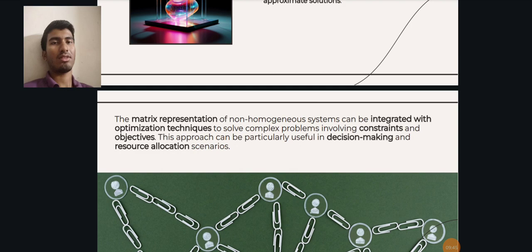Resource allocation means important, less important, not much important. Like those information can be stored in different ways, just like that resource allocation scenarios.